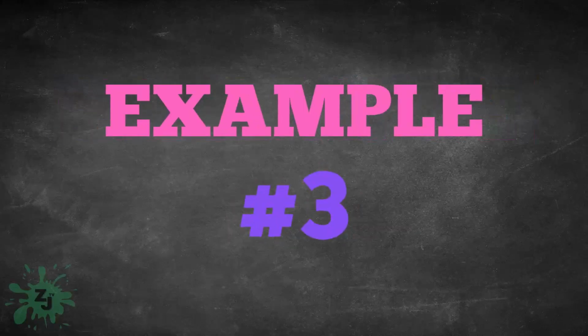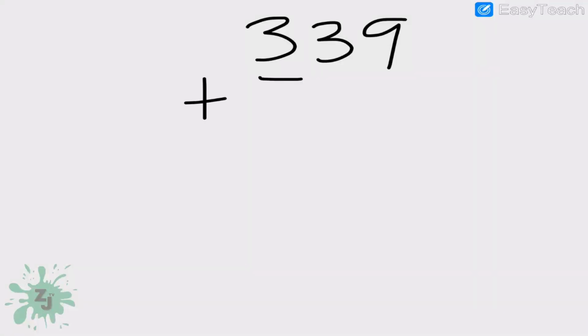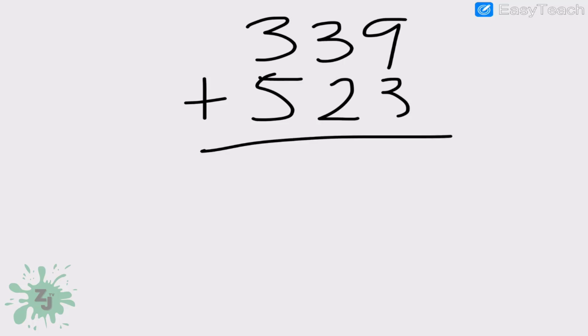Next is 339 plus 523. Column by column, 9 plus 3 is equal to 12. But in this case, we need to carry 1 because we cannot write that. That was against the basic properties of math. So what we do is carry 1 to the preceding column. We must put the number 1 above that preceding column.